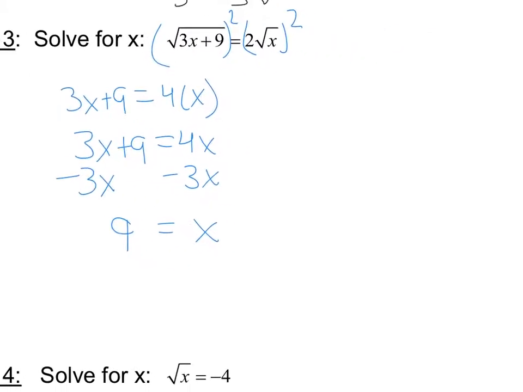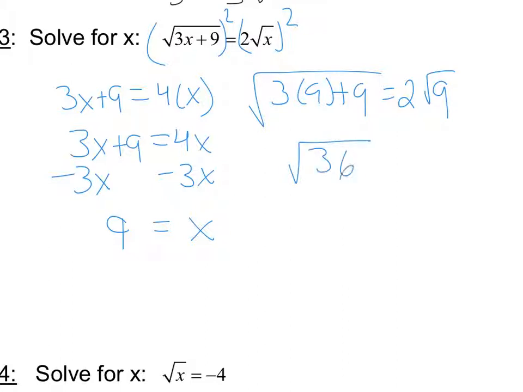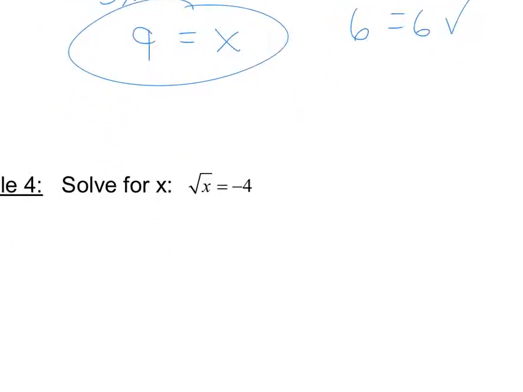If we plug that back in to check, you have 3 times 9 plus 9 equals 2 times the square root of 9. So 9 times 3 is 27, plus 9 is 36. 2 times 3, 6 equals 6, so we're good. Let's take a look at another one.